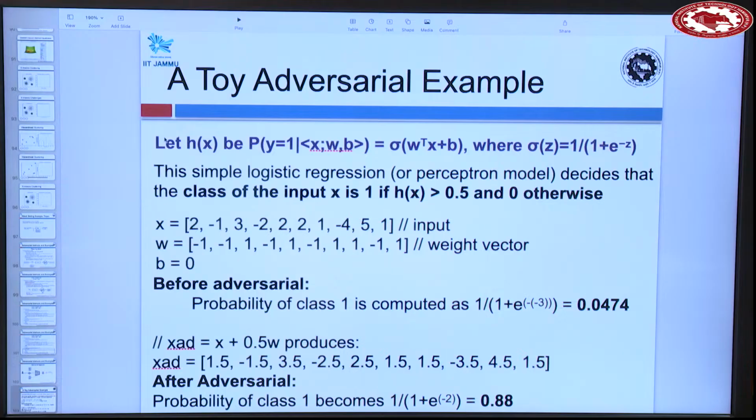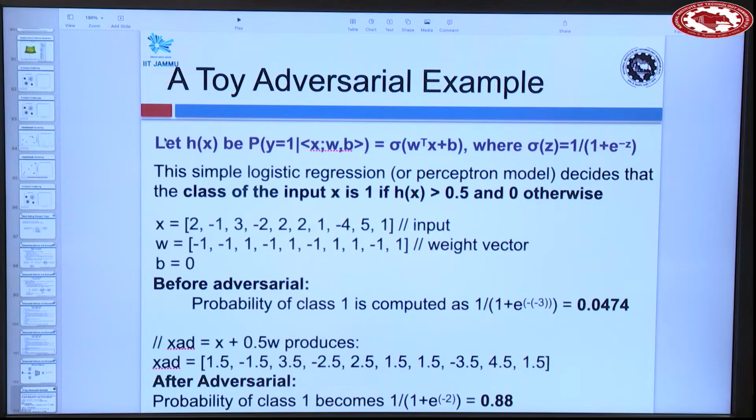But what we are doing is, for every sample that we get, we take whatever weight you have, halve the weight and add it to the sample. So, the adversarial sample becomes 1.5, minus 1.5, 3.5, minus 2.5 and so on. Now you compute it, and the probability becomes 88%. So, with 88% it is saying that it belongs to class 1.